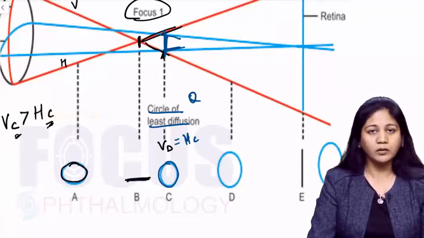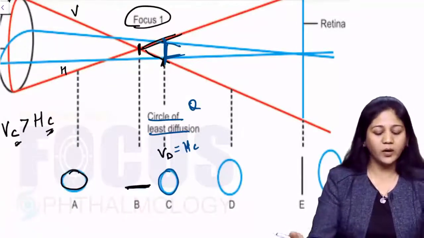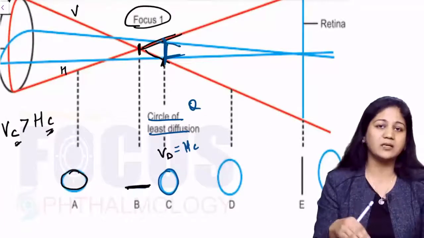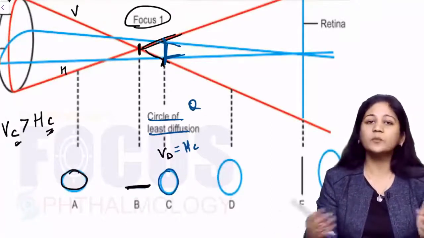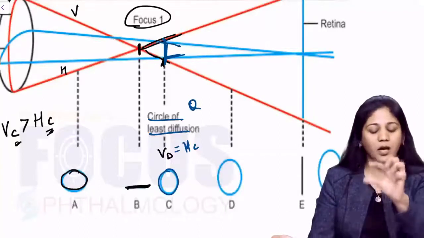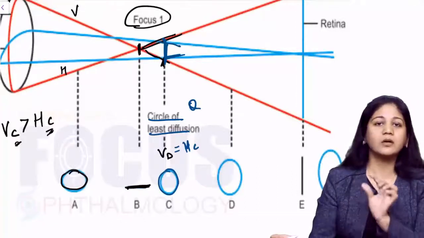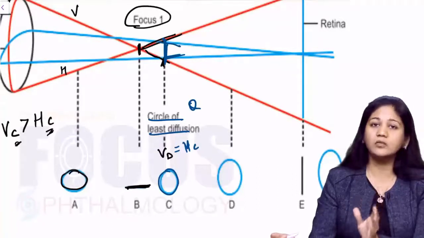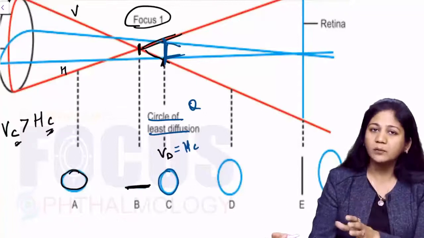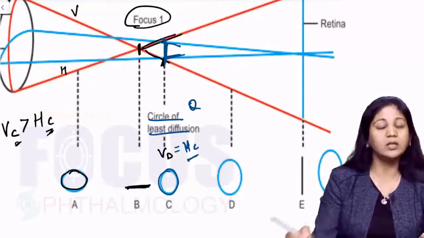This is a very important question. Circle of least diffusion lies at which point? So here in this figure, it lies at point C. So friends, you may be given another figure where it may be at some other point, but you have to see closely where the circle of least diffusion is, and the circle of least diffusion would be where the vertical divergence is absolutely equal to the horizontal convergence.